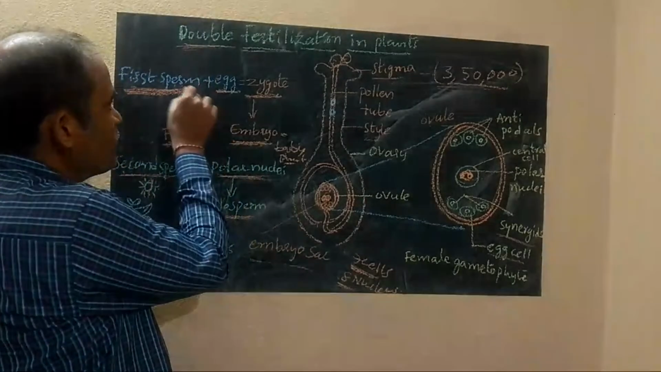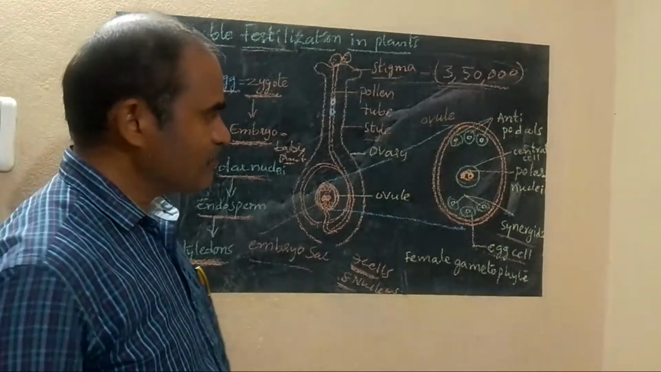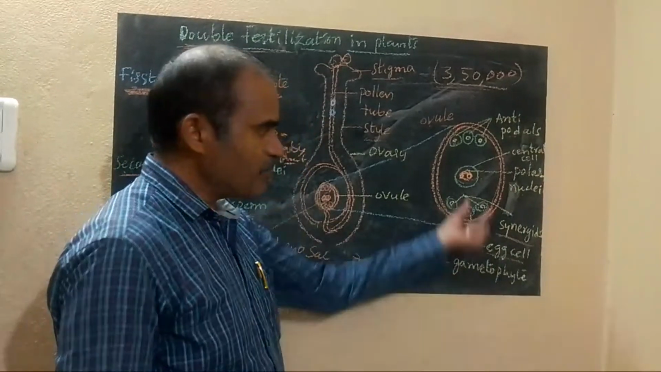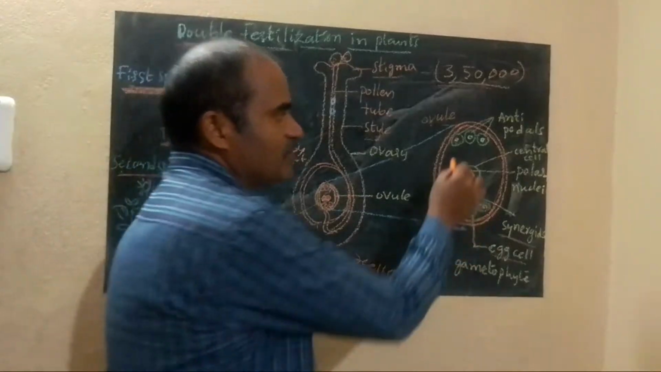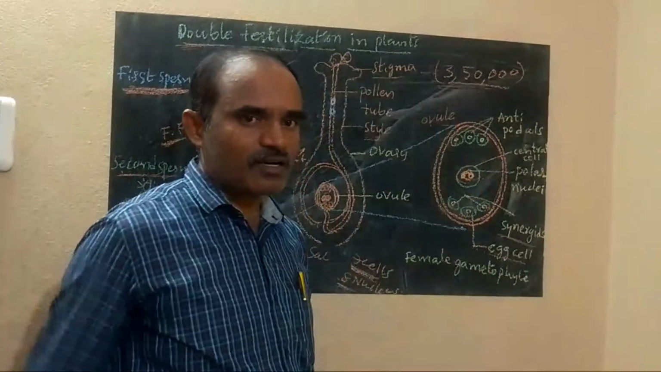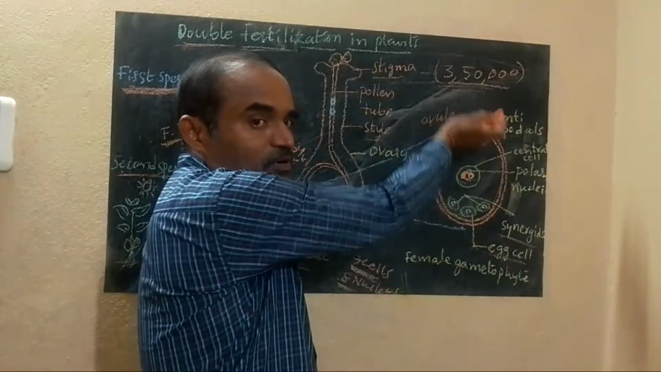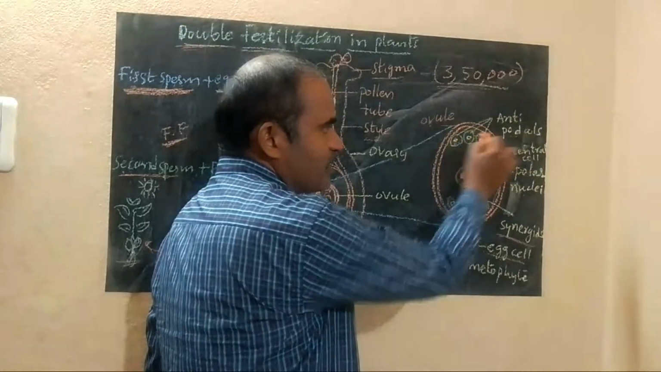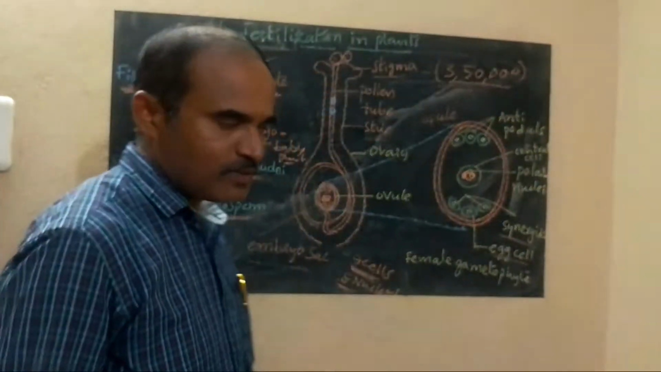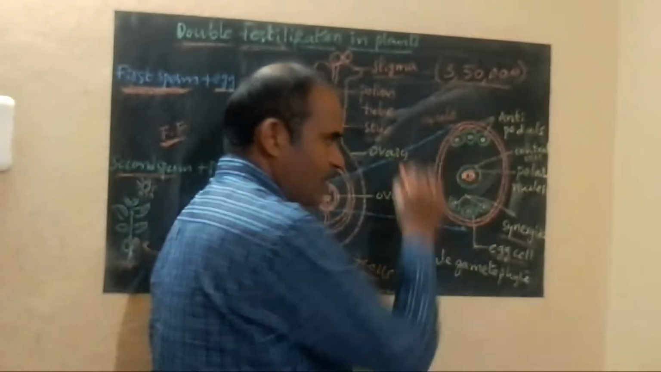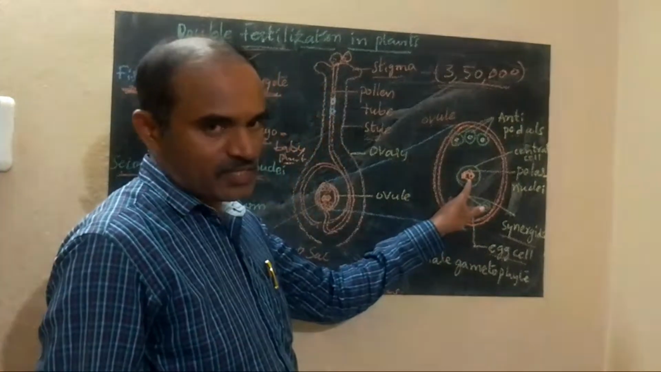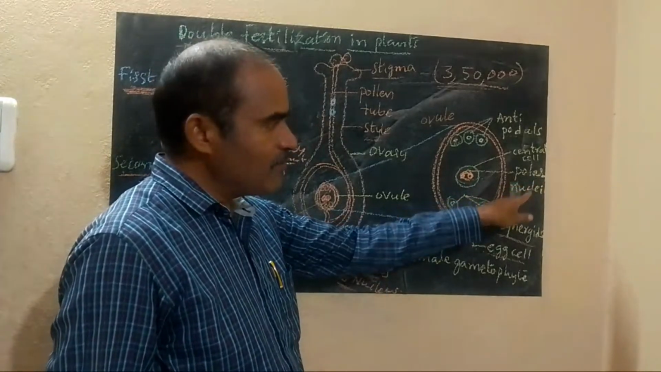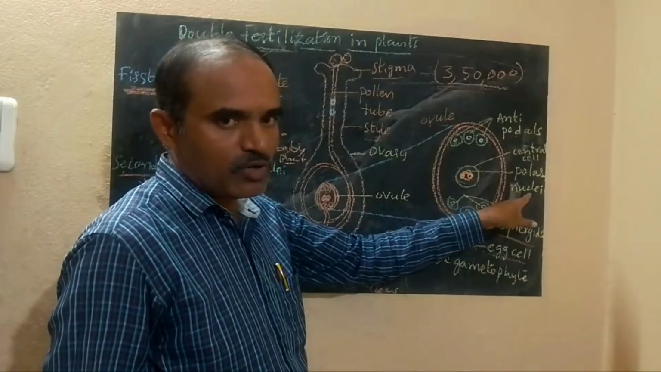So first, sperm is combined with the egg cell. If you see, 7 cells are there in an embryo sac. The upper 3 cells, which are attached to the upper part of the embryo sac, 1, 2, 3, are called antipodals. And in the center of the embryo sac, the central cell, which has 2 nuclei, is called the polar nuclei.